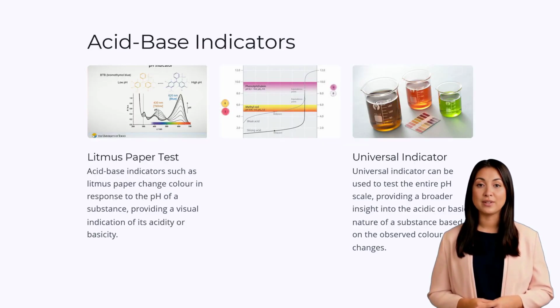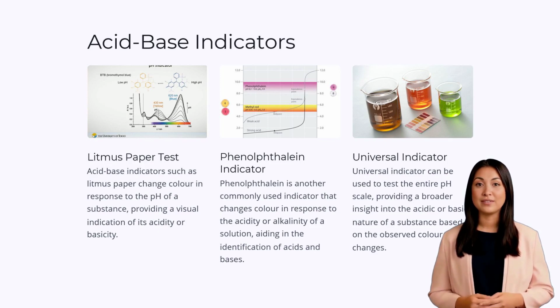Acid-base indicators are important for correctly figuring out the pH of a compound. Litmus paper test, phenolphthalein indicator, and universal indicator are frequently used acid-base indicators. Litmus paper changes color when it interacts with a substance, showing its acidity or alkalinity. Phenolphthalein indicator is another prevalent indicator that differs in color with the acidity or alkalinity of a solution, while universal indicator offers a broader scope in finding out the acidic or basic nature of a substance from the color changes seen.